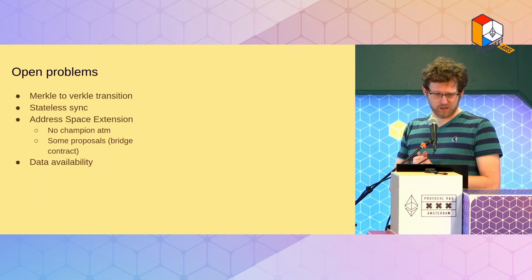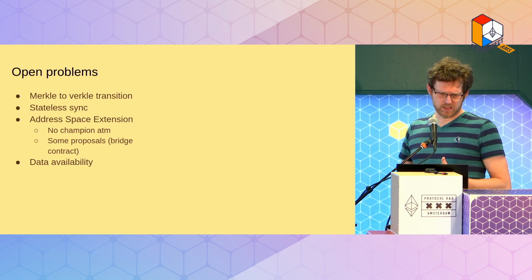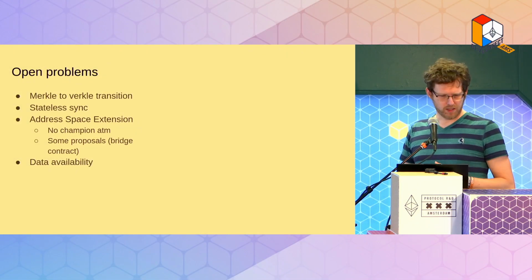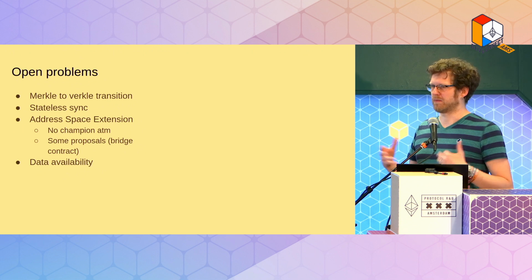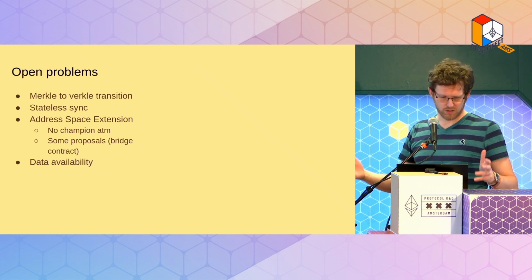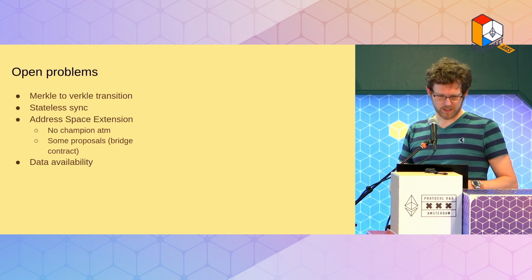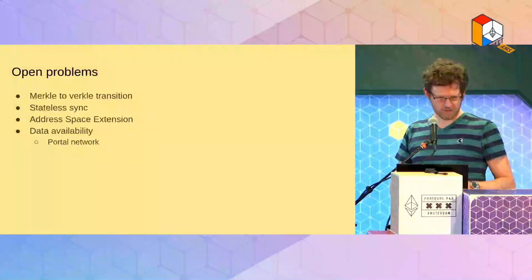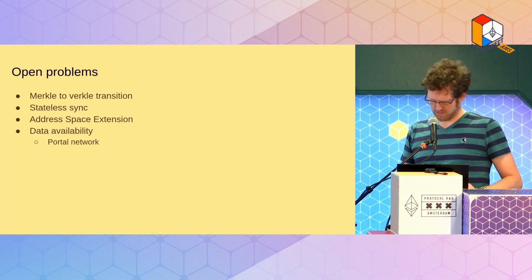There's the issue of address space extensions. I don't think it has any champion at the moment. There was some proposal in the past with the Ipsilon team who talked about the bridge contract. Because we're switching from 20-byte addresses to 32-byte addresses, some investigation should be done, but so far no one does that. And the last problem is data availability, and Piper is going to give a talk about this.